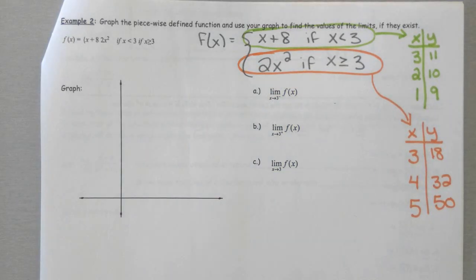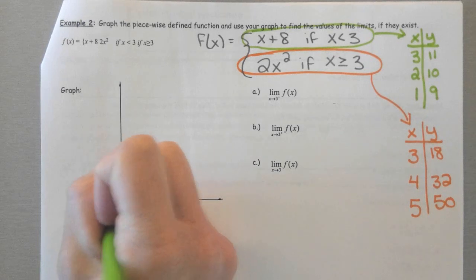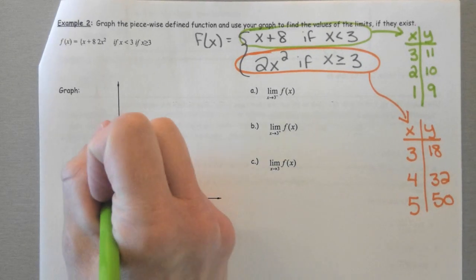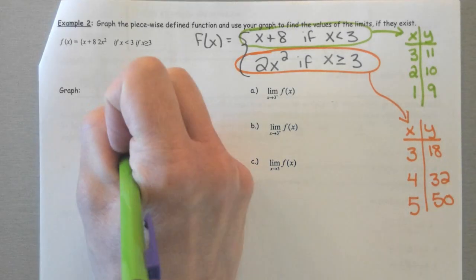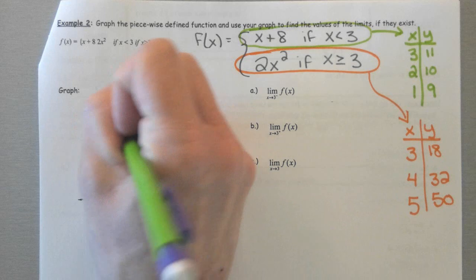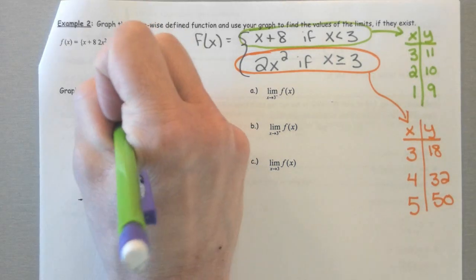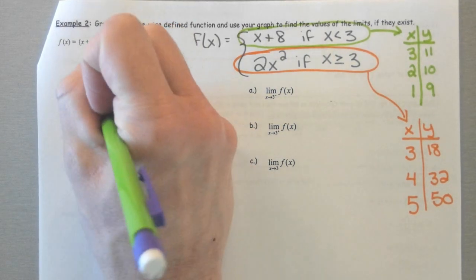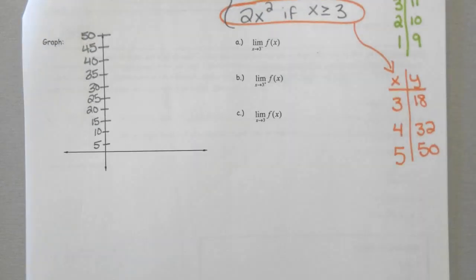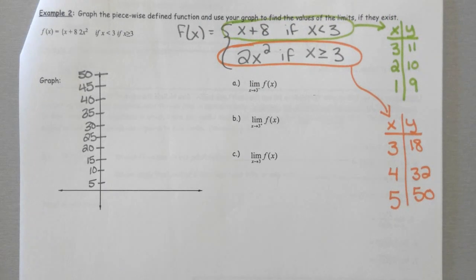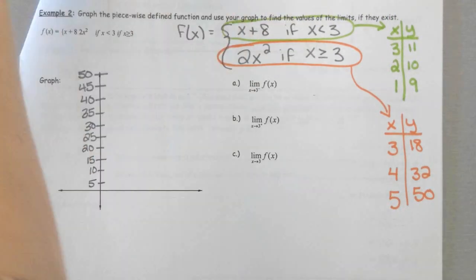Okay, so since I'm going up so quickly, what I might do is count by 5. So I'm going to go 5, 10, 15, 20, 25, 30, 35, 40, 45, 50. Okay, so I'm counting by 5 up to 50. Try to say that again.